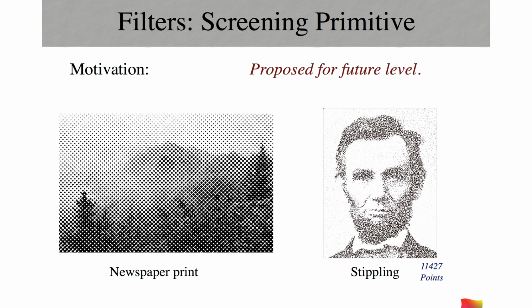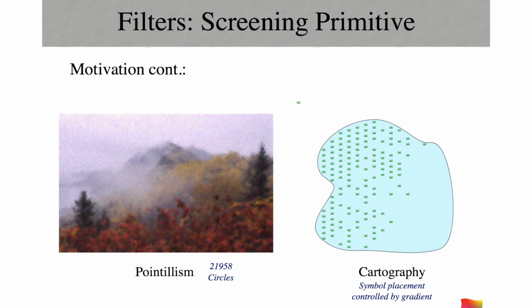The shorthands just make it much easier to use some very common filter combinations. Just a quick aside, this is a filter primitive that I would like to see in SVG, and that's a screening primitive. Perhaps that would go into a future version. You can do some nice things with it. For example, the one picture there contains 21,000 circles. You can't do that easily in a file. You wouldn't want to do it in a file. And it has some uses. For example, in cartography, you can control the density of your symbol placement by using a gradient.